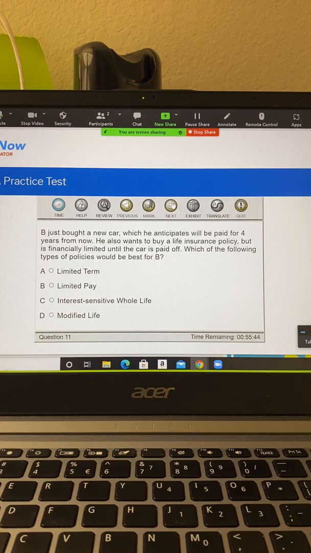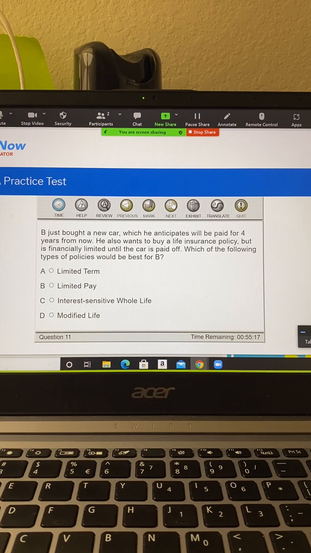How does a modified life insurance policy work? I was sitting over here thinking about that, because I was thinking limited pay would be more expensive because it's for a shorter span of time. No, limited pay is a whole other thing. Limited pay is 10 pay life, 20 pay life, paid up to 65. That has nothing to do with paying off a car.